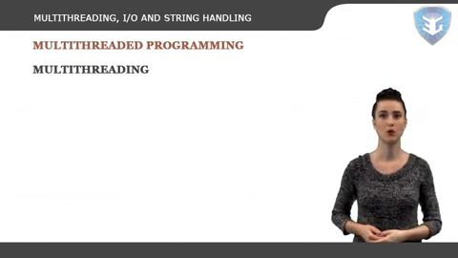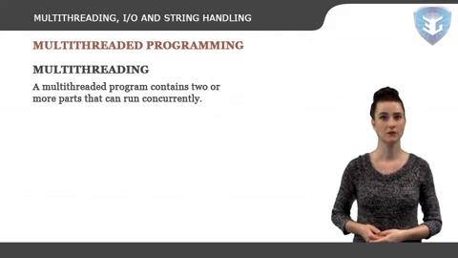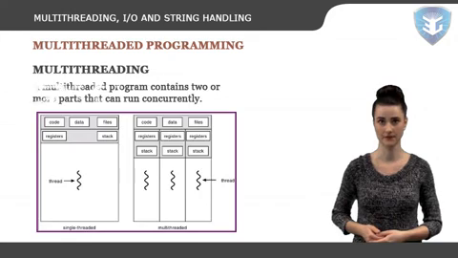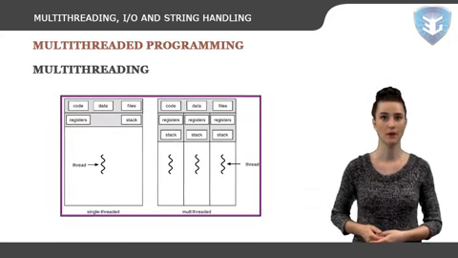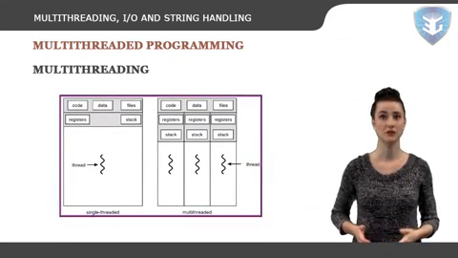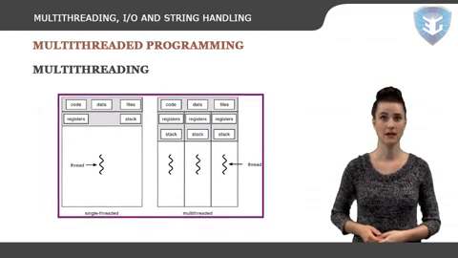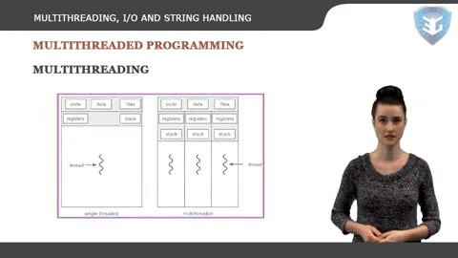Let's learn about multi-threading. A multi-threaded program contains two or more parts that can run concurrently. Each part of such a program is called a thread, and each thread defines a separate path of execution. Thus, multi-threading is a specialized form of multitasking.